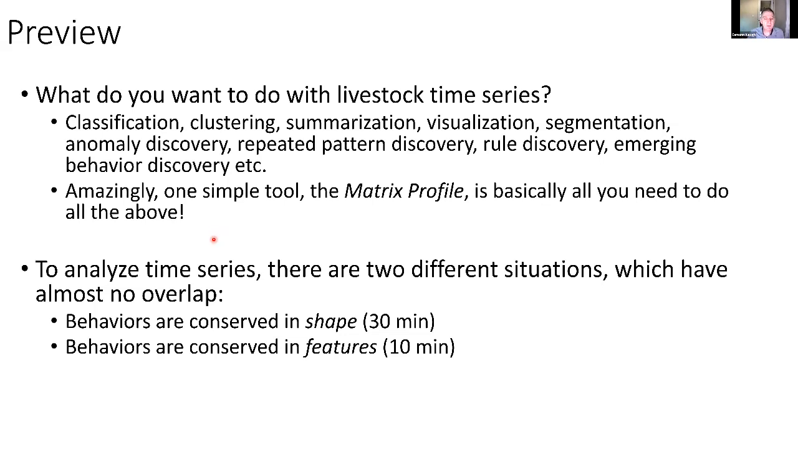Another important point I make today is that there are really two different situations that we're going to encounter when we look at this kind of data. One is when features and behaviors are conserved in the shape space, and the other is when behaviors are conserved in the feature space. There's almost no overlap between those two cases, but they're both easy to handle, as I'll show you.